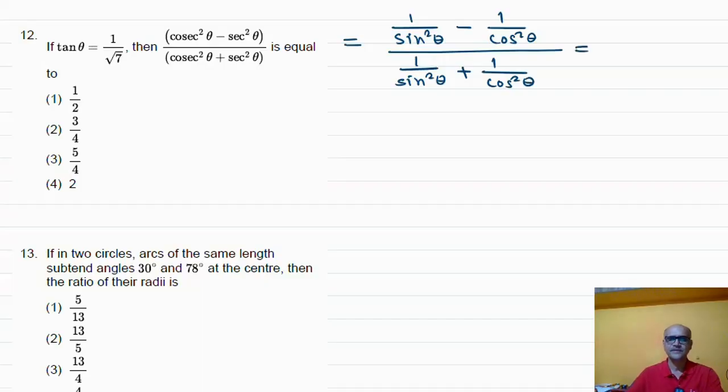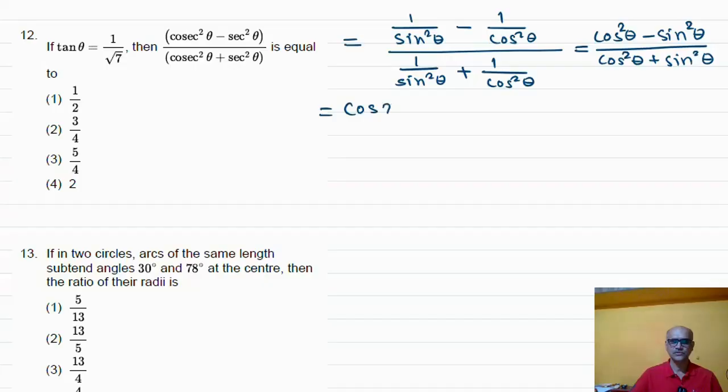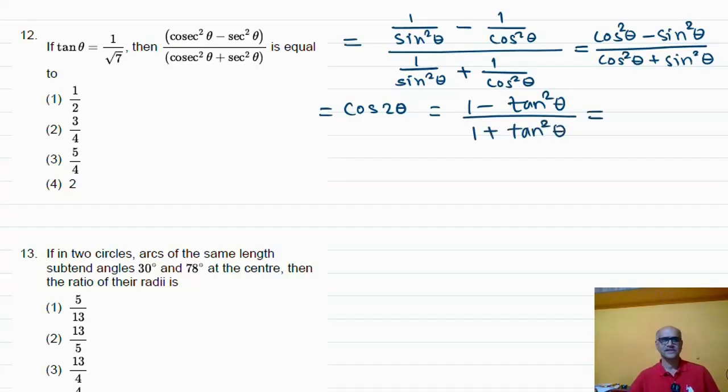After taking the LCM, sin square theta cos square theta cancels between numerator and denominator. So the numerator becomes cos square theta minus sin square theta. Then the denominator is cos square theta plus sin square theta. So now the numerator is the formula of cos 2 theta, the denominator is 1, so this will be equal to cos 2 theta. So cos 2 theta in terms of tan: 1 minus tan square theta by 1 plus tan square theta. That is the cos 2 theta formula in terms of tan.